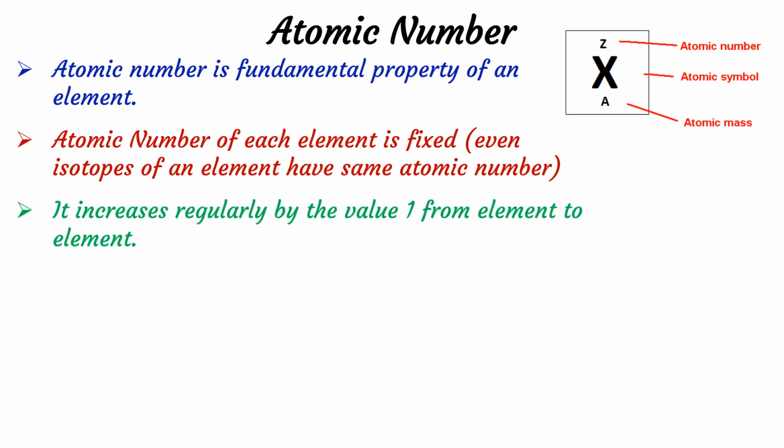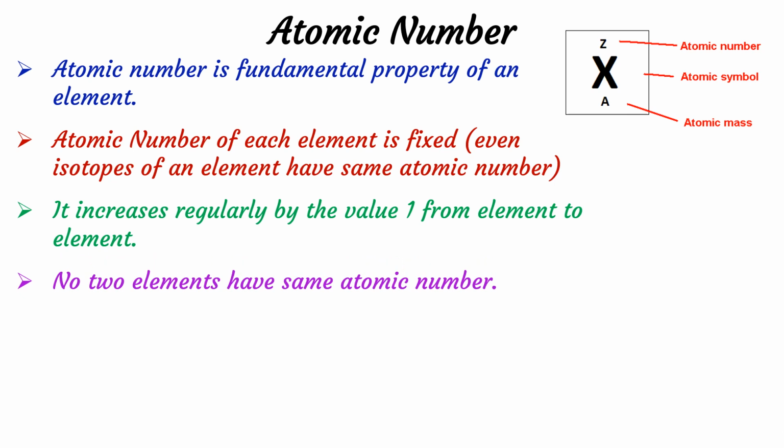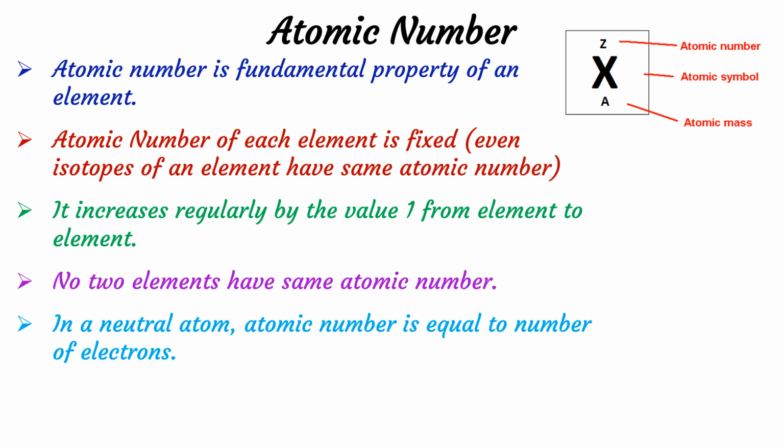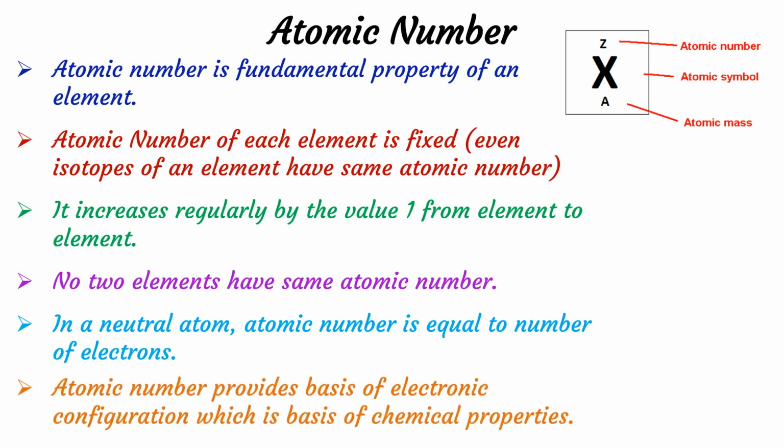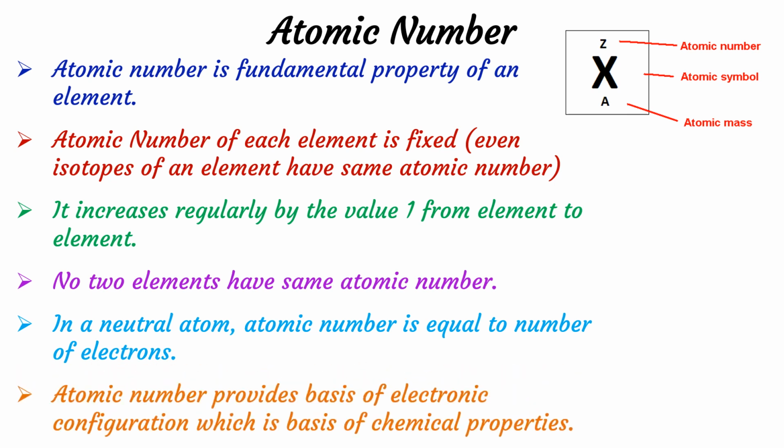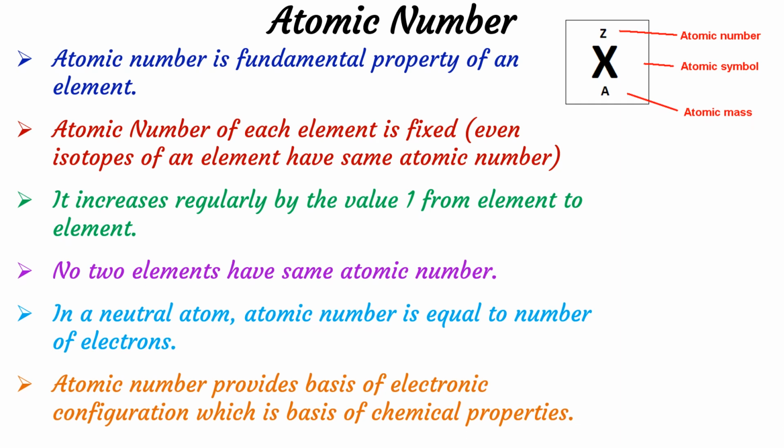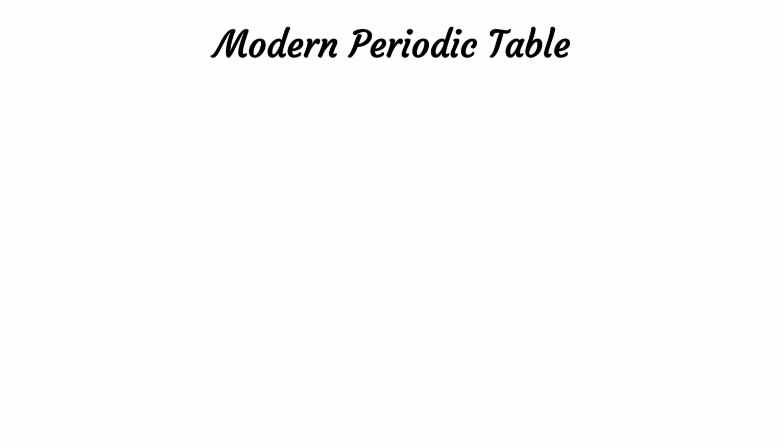It increases regularly by the value of 1 from element to element. No two elements have the same atomic number. In a neutral atom, atomic number is equal to the number of electrons. And lastly, atomic number provides the basis of electronic configuration, which is the basis of chemical properties. On these observations, the modern periodic table was arranged.